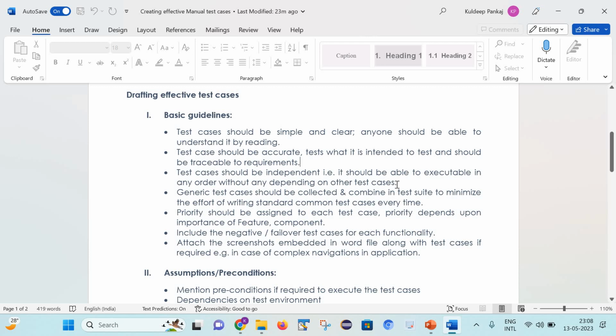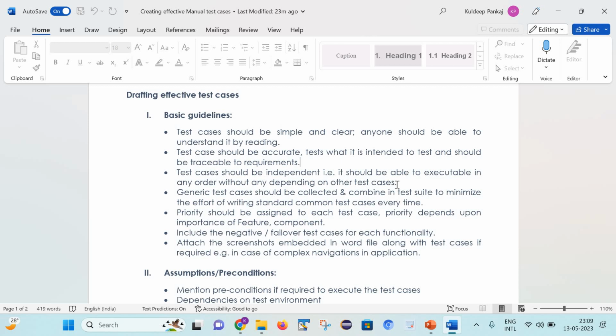Include negative and failover test cases for each functionality. So friends, when you are creating test cases, you should not just test the positive flow. You should look for the negative as well as the failover test cases as well, right?